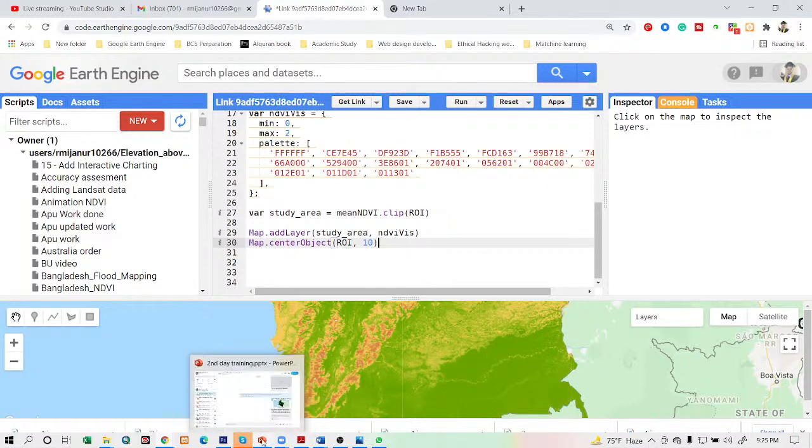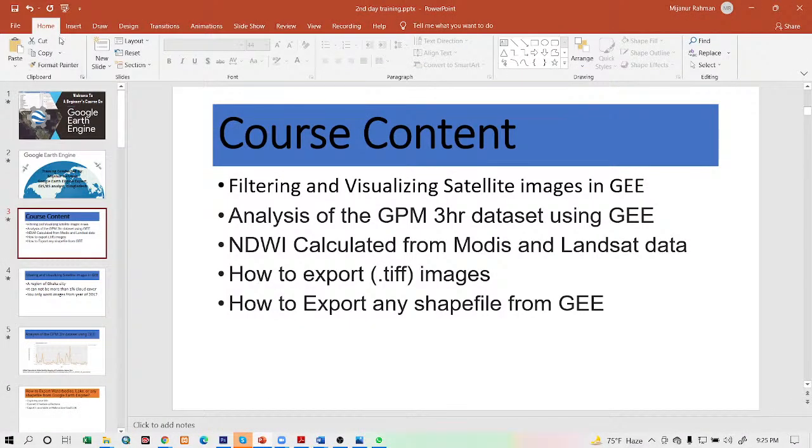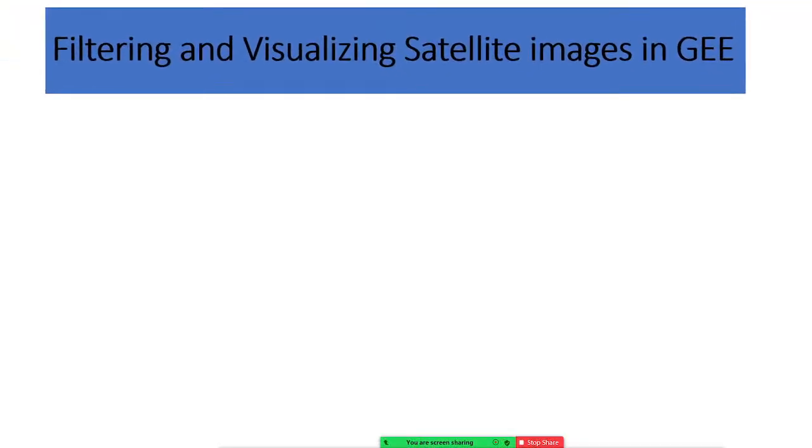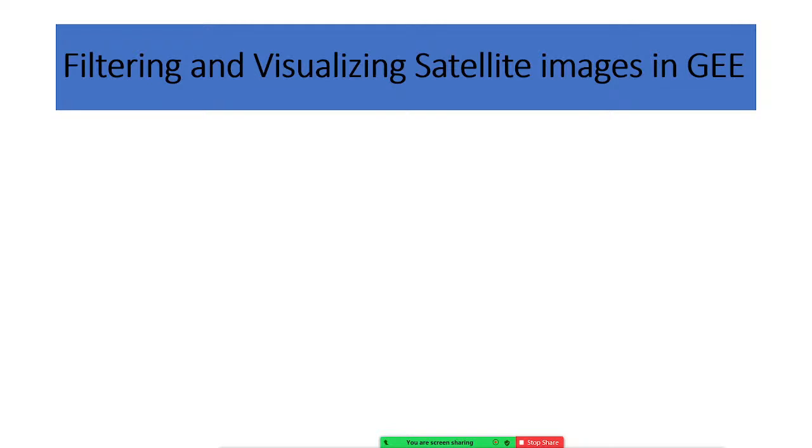Now we will start our today's session. First of all, filtering and visualizing satellite images in Google Earth Engine. One of the most fundamental parts of Google Earth Engine is selecting and filtering the images you need and displaying them on the map. Google has already selected a wide variety of public datasets that you can easily use. You can simply go to the Google Earth Engine dataset website and get all of this data, or you can also search for it in the search bar of the code editor.